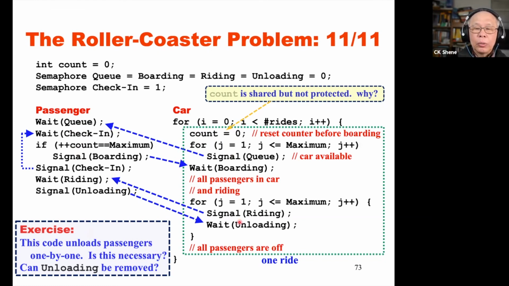In this code, the car and the passenger interact in a one-by-one way. Is this necessary? Will you be able to come up with a different way? The second related question is, I signal this, and the passenger signals back. Can unloading be removed? That is, we remove this line and at the same time, this line.